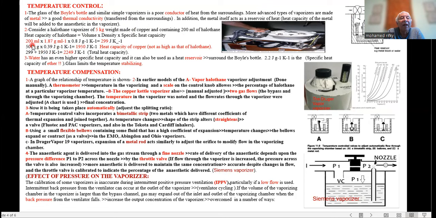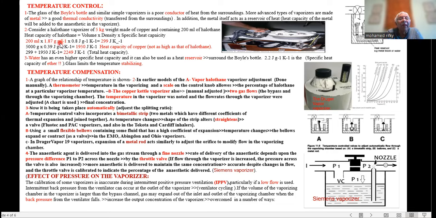So for instance, the amount of isoflurane or fluothane is about 200 milliliters, and the density is 1.87. It is important to memorize it. The specific heat of halothane will yield around 300 kilojoules, I'm sorry, per Kelvin, you see. So what's the aim of the density? Whenever I know the density and I know the mass, I can estimate the volume. So whenever you have an amount of halothane in milligrams or in grams, of course, you can figure out how many moles of it there are, and each mole occupies 22.4.